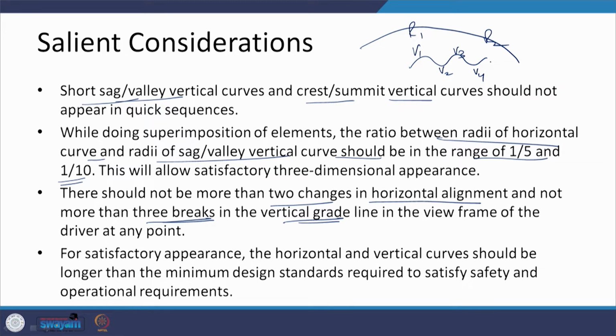When you have this type of situation, maybe we can resolve it by saying this is a superimposition on this, and one is left at the center, which is taken care of by the tangent. So, it will not create any issue, but if there are more, then this type of adjustment will not be possible. For satisfactory appearance, the horizontal and vertical curves should be longer than the minimum design standards required to satisfy safety and operational requirements.